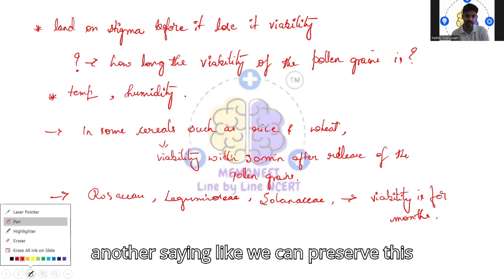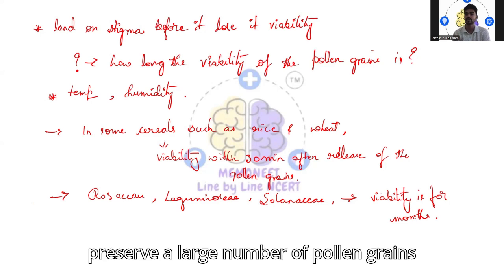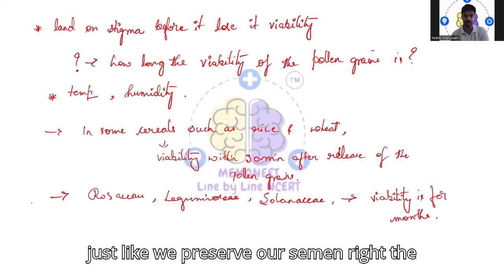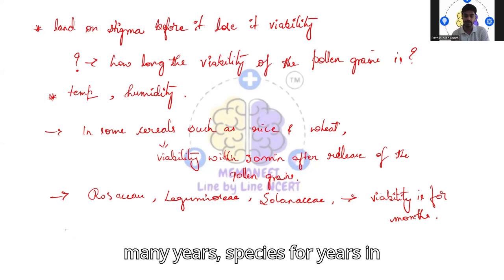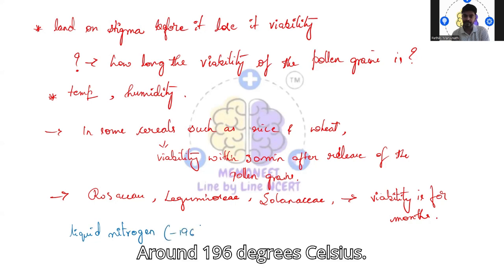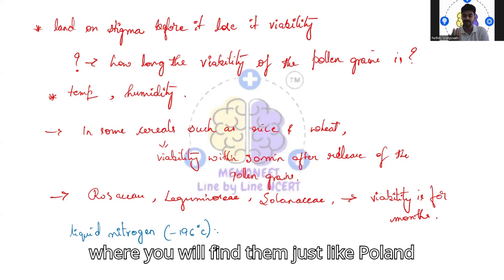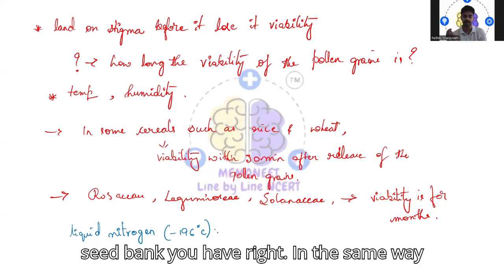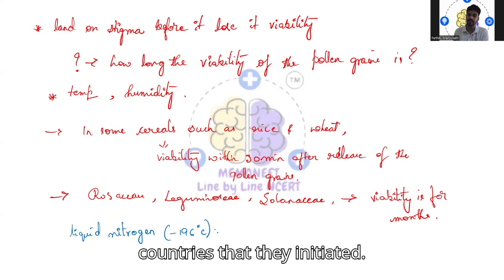There is another point: we can preserve pollen grains. We can preserve a large number of pollen grains just like we preserve semen, right? They are preserved for many years in liquid nitrogen at around minus 196 degrees Celsius. We can call this a pollen bank, just like a seed bank. In the same way, pollen banks have been initiated in a few countries.